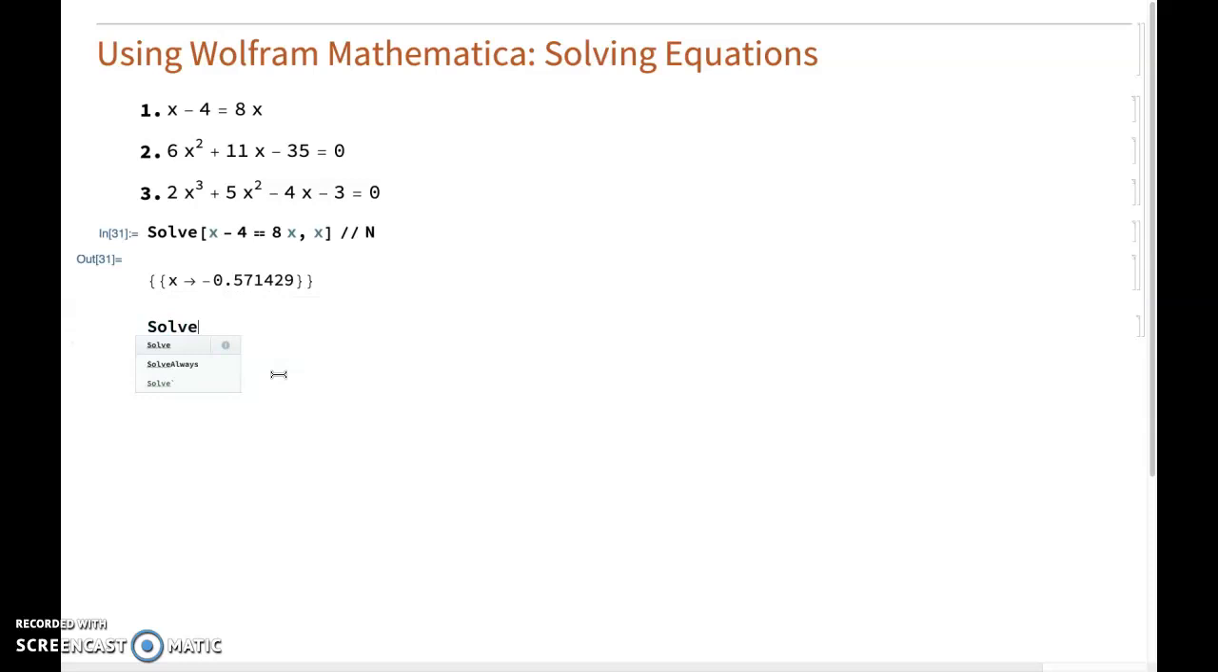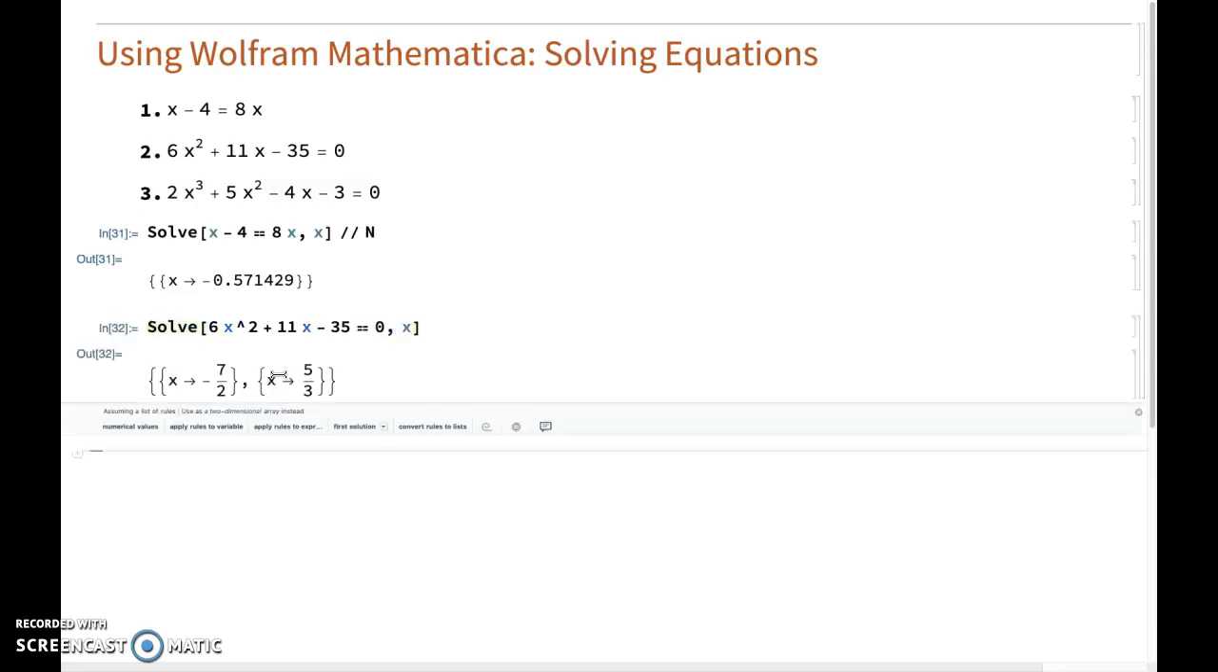So again, I write Solve, and then my brackets, 6x, and you can use Shift and then the number 6 to get this sign for squared, right? And then plus 11x minus 35 equal 0, and I define my variable to be x, and this is one way of doing it.